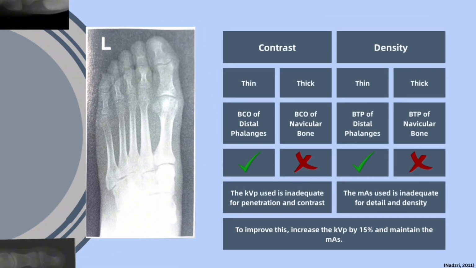Next, the KVP used for this radiograph is inadequate for penetration and contrast. This is because the thin structure, which is the BCO of distal phalanges, can be seen, and the thick structure, which is the BCO of navicular bone, cannot be seen. And the MAS used is inadequate for detail and density. This is because the thin structure, which is the BTP of distal phalanges, can be seen, and the thick structure, which is the BTP of navicular bone, cannot be seen. To improve this, increase the KVP by 15% and maintain the MAS.